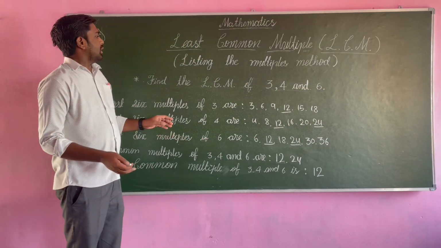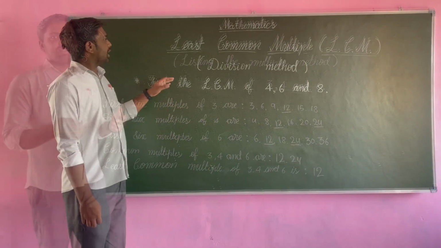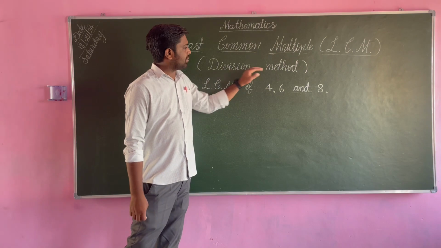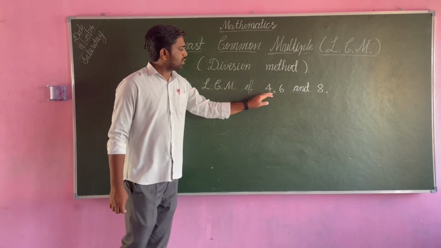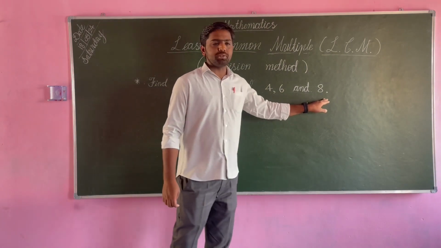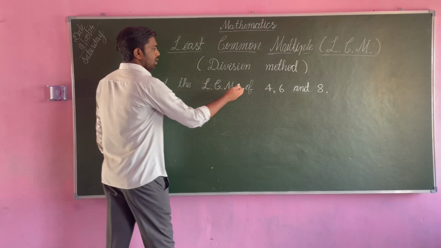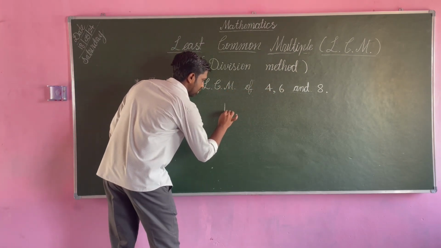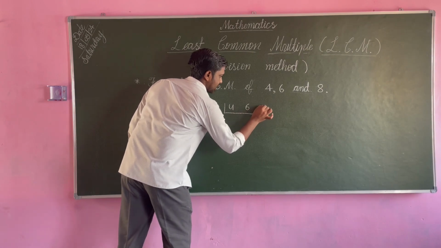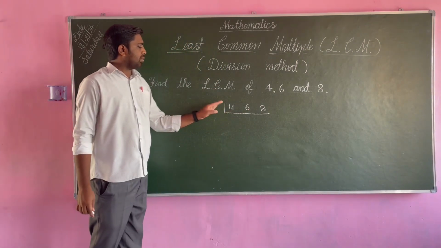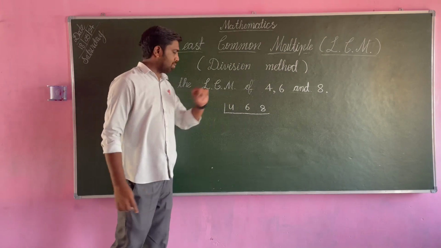Next, find the LCM using the division method. Find the LCM of 4, 6 and 8 using the division method. Write all these numbers inside of the symbol separately: 4, 6, 8. Write on the left side of the symbol the number which divides at least 2 numbers inside of the symbol.